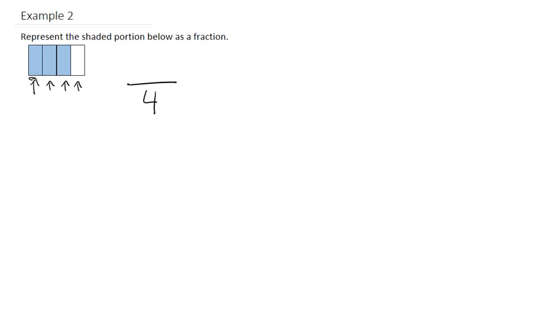So there's 1, 2, 3. 3 out of the 4 are shaded. So we would represent this as a fraction as 3 over 4. And this would be our solution. Now let's do another example.